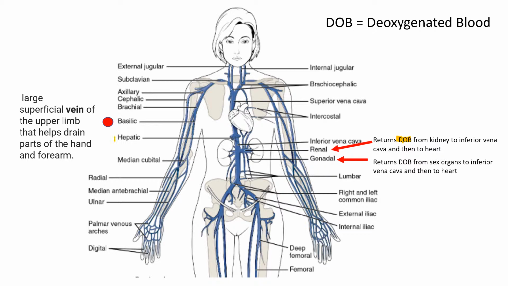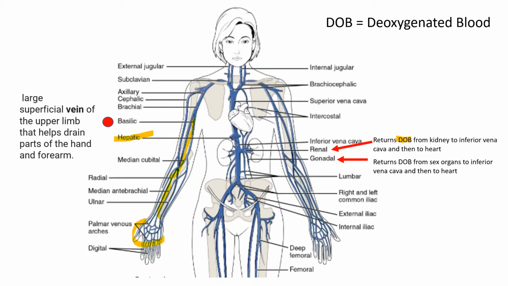And this is not marked, but the hepatic vein is draining blood from the liver to return back to the heart. Let's see here, the basilic vein. This is a large superficial vein of the upper limb that helps drain parts from the hand and the forearm. So blood from the hands and forearm and these areas is eventually going to go up into this area and then, of course, go into the heart area.